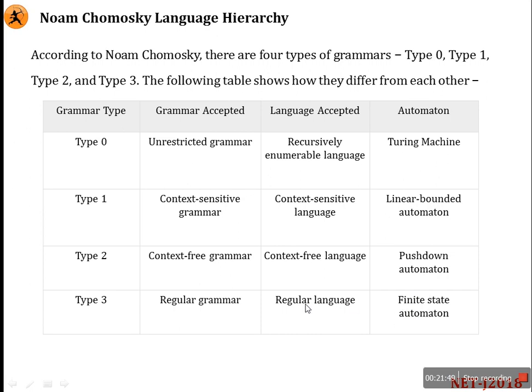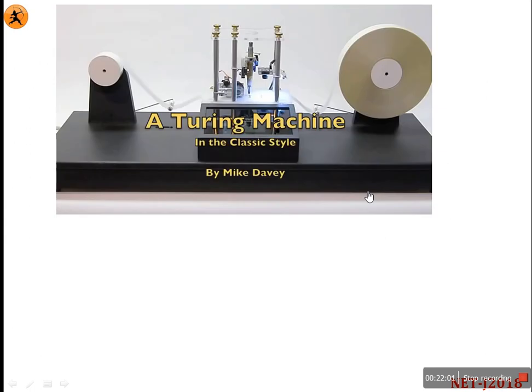Finite automata machine can read a language, only regular language. Pushdown automata can read these two languages. So linear bounded automata can read these three languages. Turing machine can read all four languages. This is based on this one.